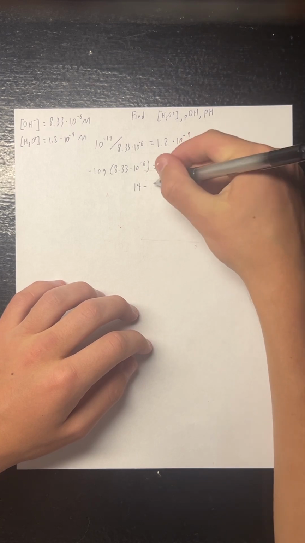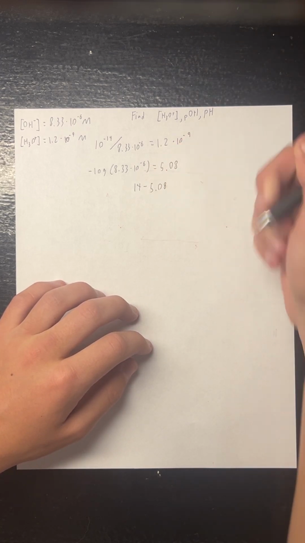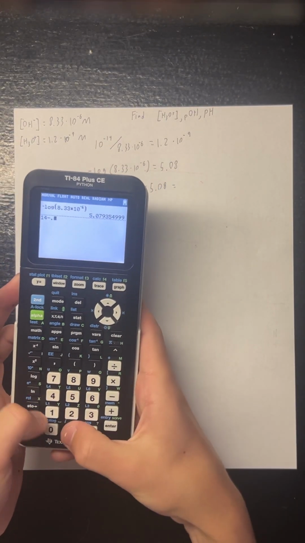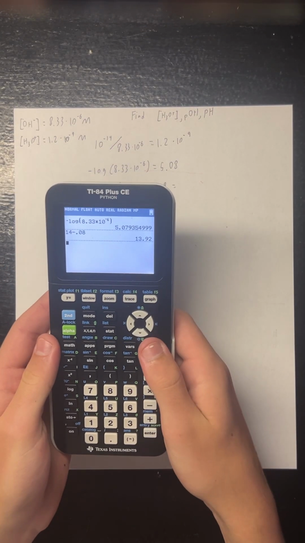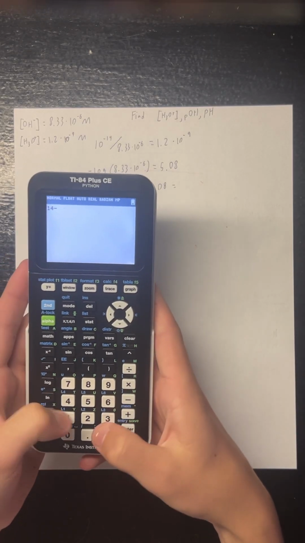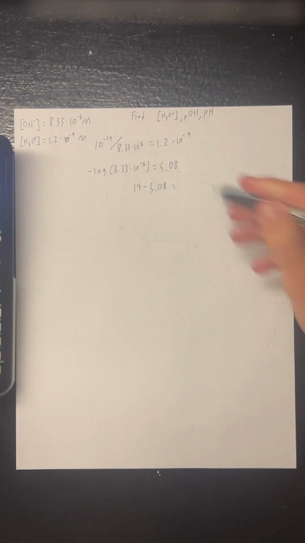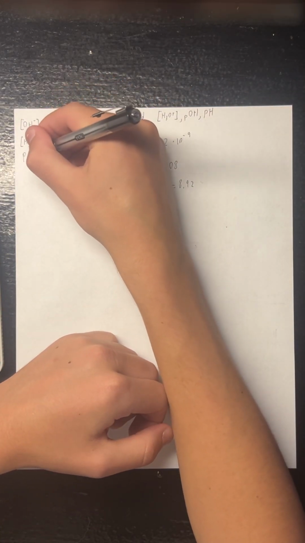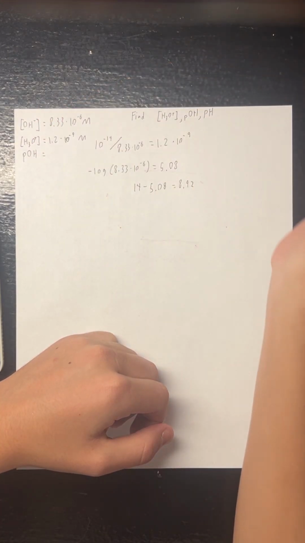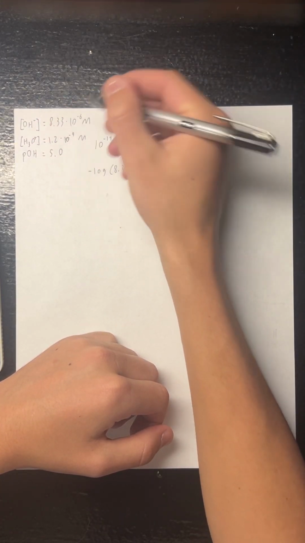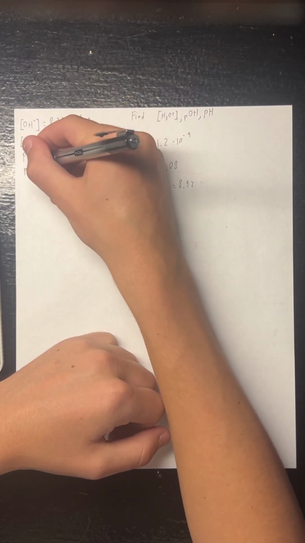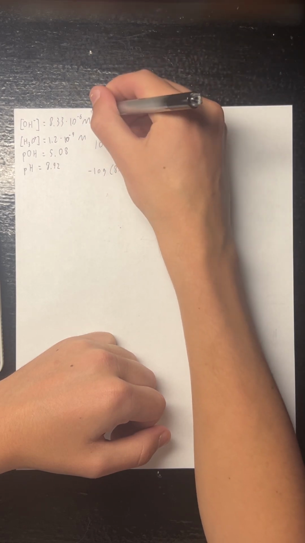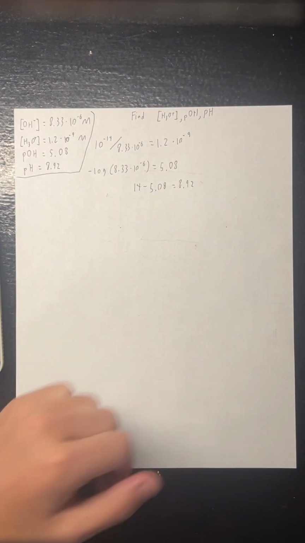Now, we can also use the acid-base square again, and we can do 14 minus 5.08, which is the pOH, to find our pH. 14 minus 5.08, we get 8.92. So our pOH equals 5.08 and our pH equals 8.92. And here are our answers.